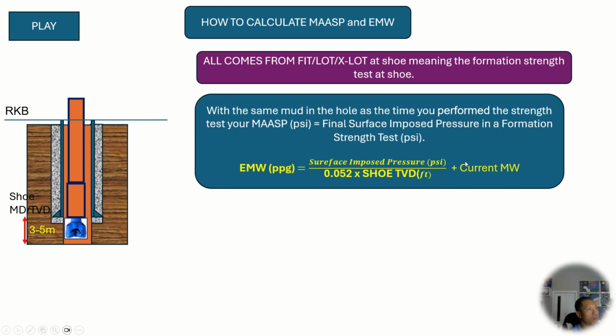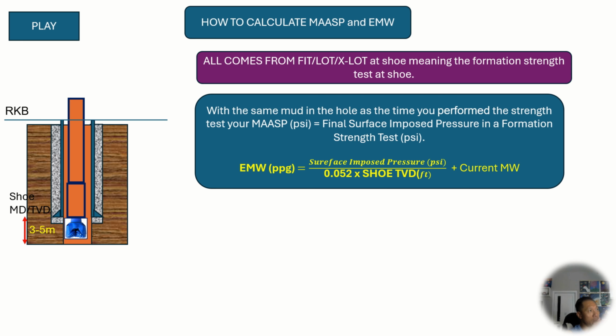And with the prognosed strength given to you by the scientist, the geologist, you can calculate and estimate the maximum pressure you shall apply at surface. So with that maximum applied surface pressure you impose into the well at the time of strength test, you have the MAASP and the EMW. So your MAASP is the exact maximum surface pressure that you apply in the strength test.